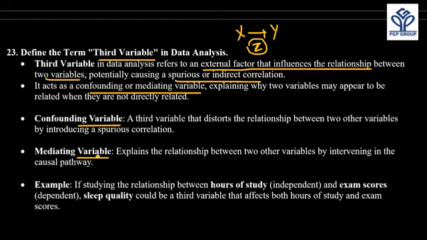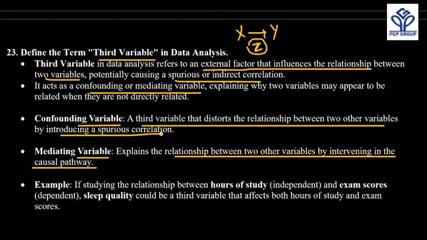Look at the mediating variable first so that you can easily understand. This explains the relationship between the two variables by intervening in the causal pathway. We already studied the causal pathway. In the causal pathway, it is going to intervene and disturb the relationship between x and y, directly or indirectly. Then a confounding variable is a third variable that distorts the relationship between the two variables by introducing a spurious correlation.